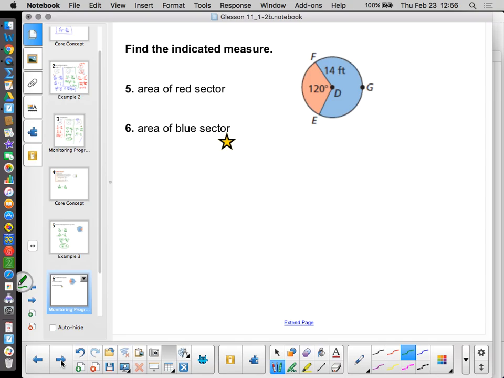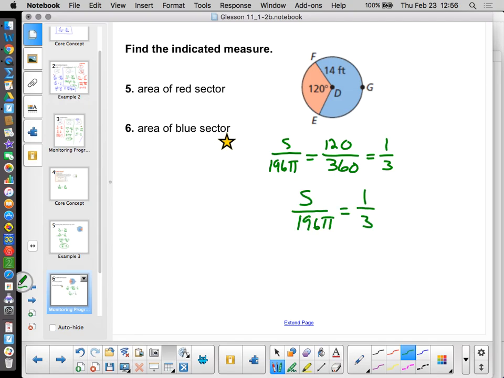Here we go again, another one of finding the sector area. So once again, it says find the area of the red sector. The red sector is 120 over 360, or 1/3 of the circle, right? That has to equal the sector area over the total area, which would be 14 squared, which is 196 pi. So S over 196 pi equals 1/3. When I cross multiply, I get 3S equals 196 pi. Dividing by 3, my sector area is 196 pi over 3.